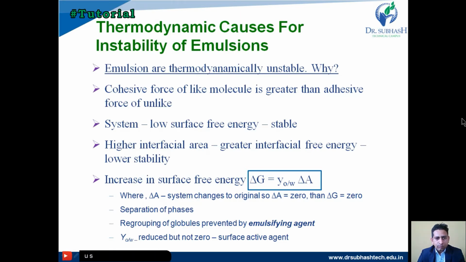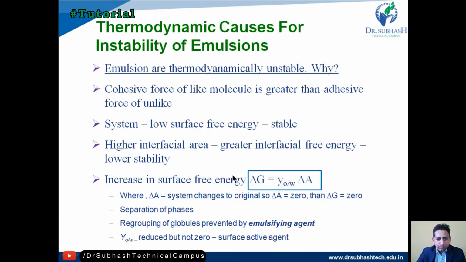For example, oil and water. Any system, like any emulsion we prepare, will always try to remain in a stable condition. In a stable condition it always has low surface free energy. If we decrease the particle size or globule size, the interfacial area, that means the surface area, will increase. In such a condition, the interfacial free energy will rise, but the stability will decrease.